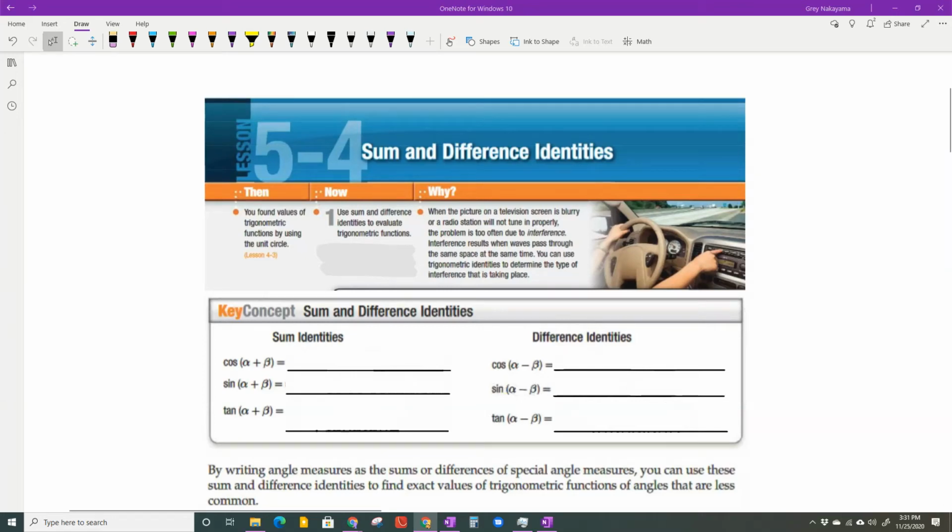Okay, today's lesson is 5.4, Sum and Difference Identities. We're going to talk about the first objective, which is to just use these identities to evaluate trig functions.